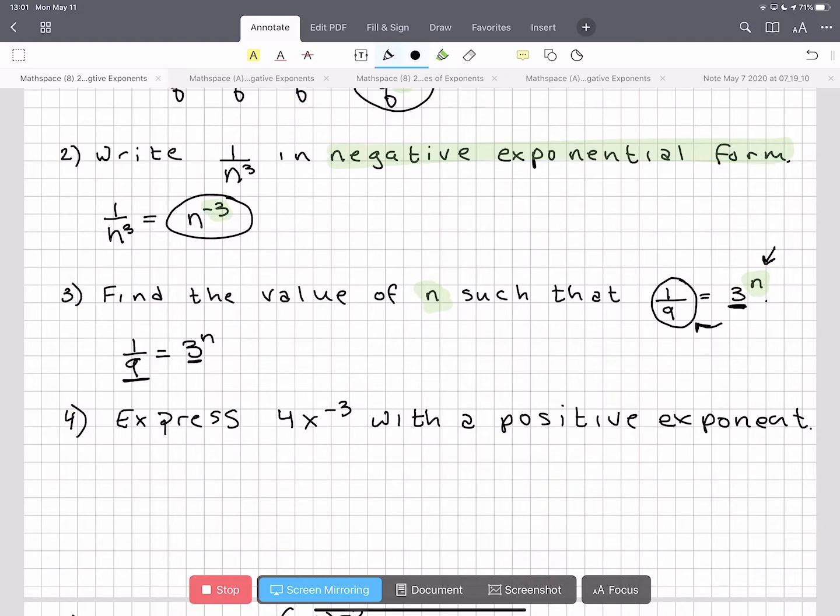But I need an exponent that will give me 1/9. So this is 3 to the negative second. And I can prove that because it's 1 over 3 times 1 over 3, which is 1/9. So here's my answer. N must be -2.